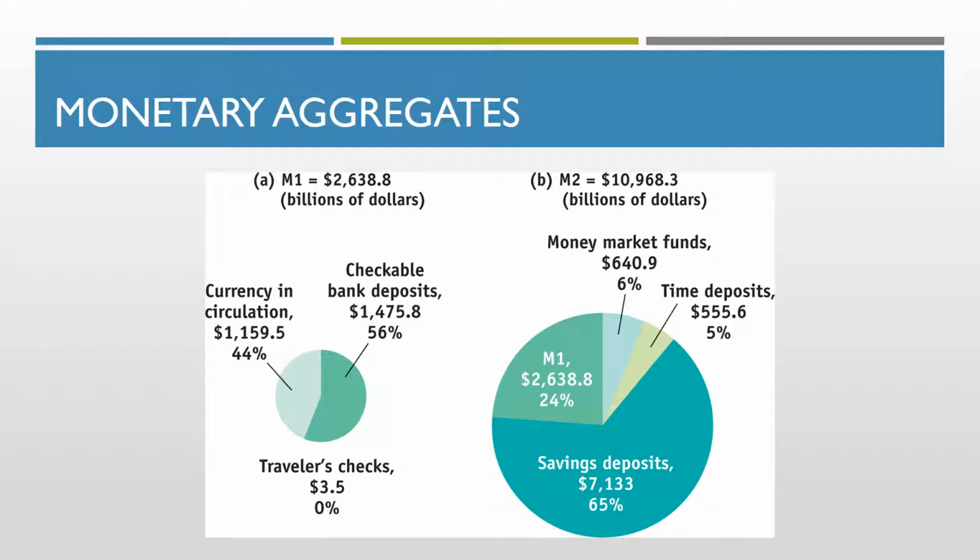If we put M1 into the measure of M2, the majority of M2 assets come from the savings deposits in the United States, and the second largest is the M1 measure, which is the currency plus the checkable bank deposits. And there are about 6% that are from the money market funds and 5% from the time deposits, which is the CD accounts.